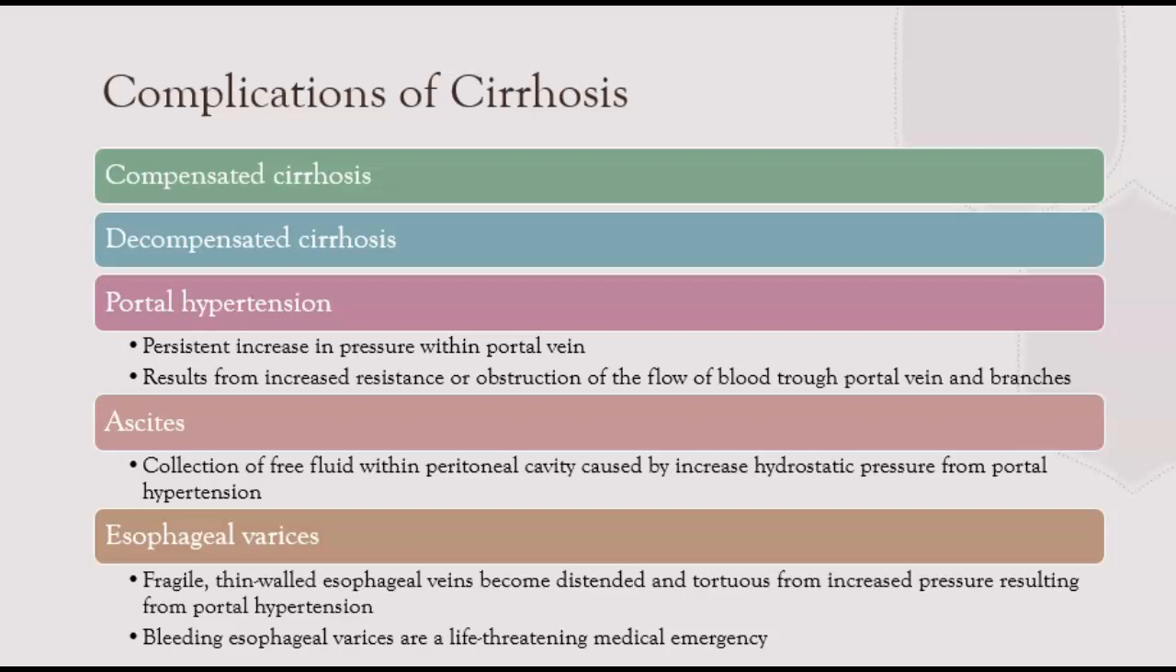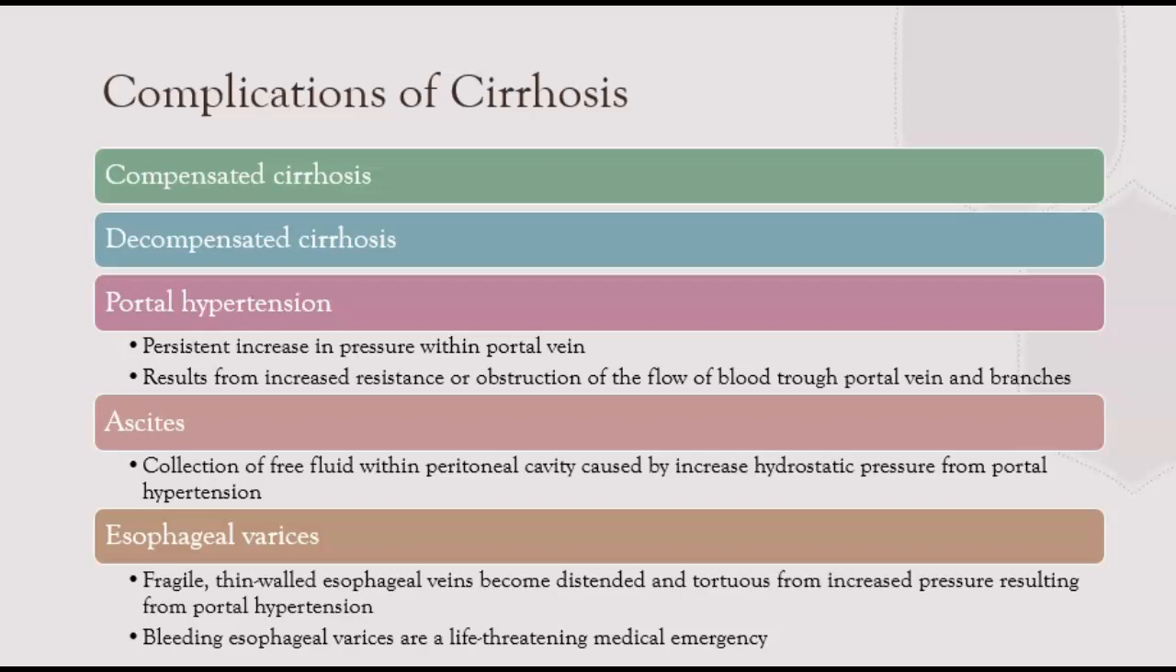Portal hypertension is when there is a persistent increase in the pressure within the portal vein. The portal vein is the blood vessel that delivers blood to the liver from the stomach, intestines, spleen, and pancreas. This results from an increased resistance or obstruction of the flow of blood through the portal vein and its branches. The blood is then going to seek collateral channels around that high pressure area, and the blood will flow back up into the spleen, which can cause splenomegaly. And then the veins in the esophagus, stomach, intestines, abdomen, and rectum will become dilated.